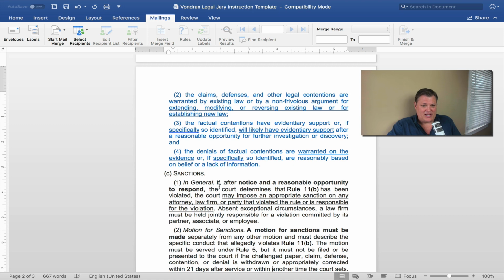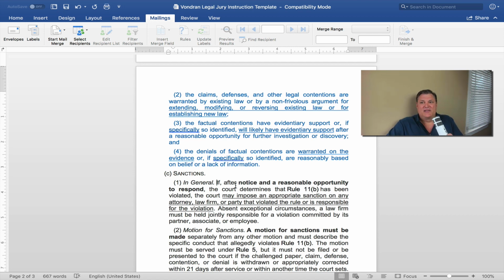So here we have right here, if after notice and a reasonable opportunity to respond, the court determines that Rule 11(b) has been violated, the court may impose an appropriate sanction on any attorney, law firm, or party that violated the rule or was responsible for the violation. So anybody can find themselves in some hot water here if they're not careful with what they're doing.